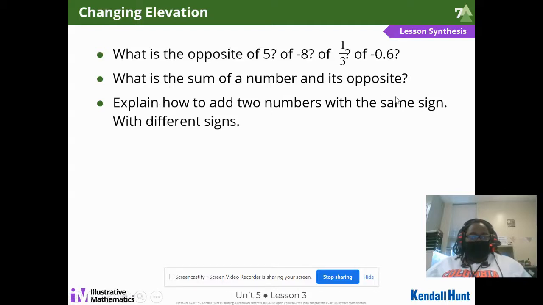And then this is explain how to add two numbers with the same sign, and then also with different signs. So you can actually give two examples. Give two sets of numbers that have the same sign, and then two sets of numbers that have opposite signs.